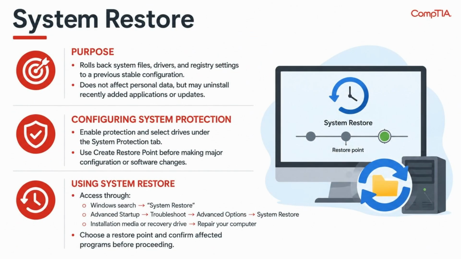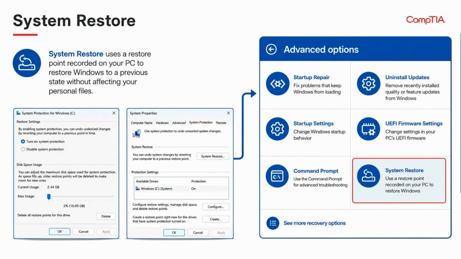System Restore is a vital tool that rolls back system files and settings to a previous stable state without touching your personal data. Remember to enable system protection and regularly create manual restore points before making major system changes. Here you can see the System Properties and System Protection interfaces, which give you granular control over how space is allocated for restore points and how protection is configured on your drives.